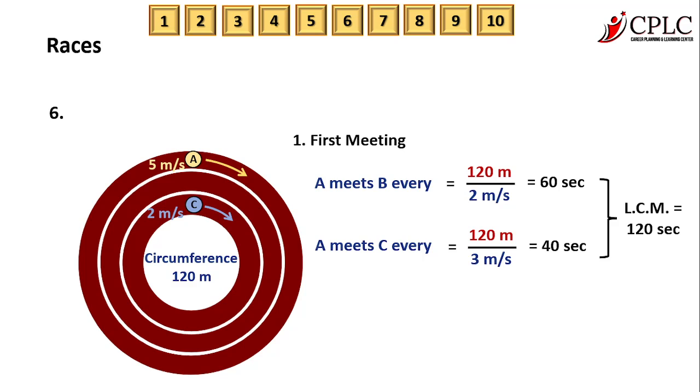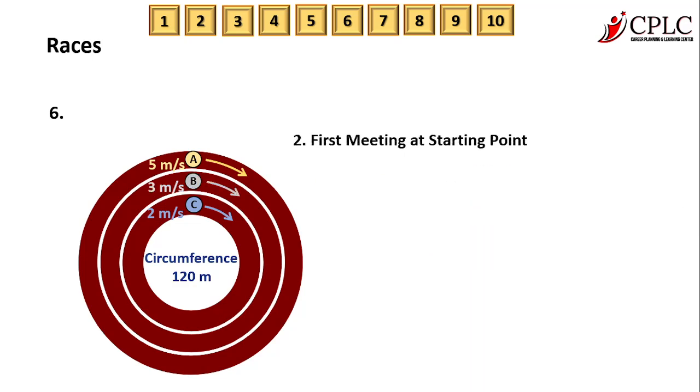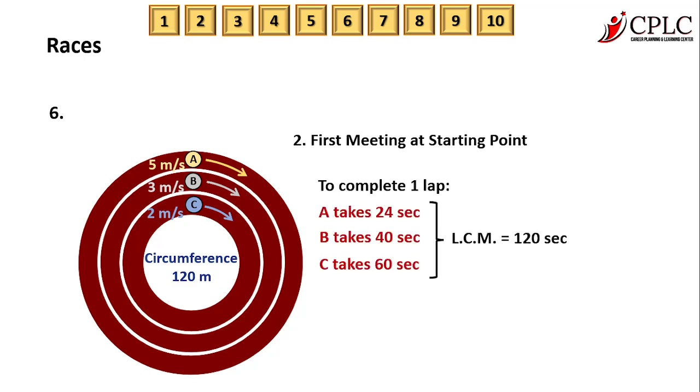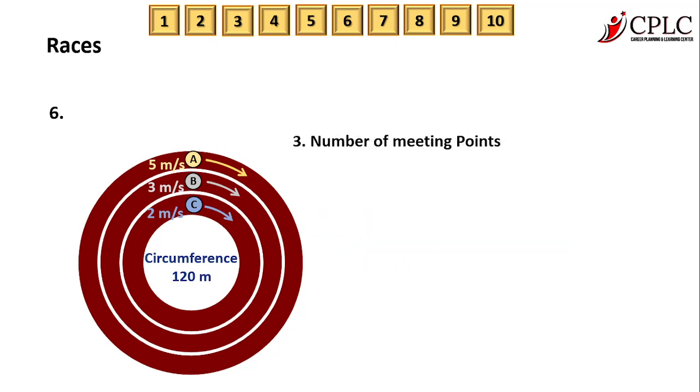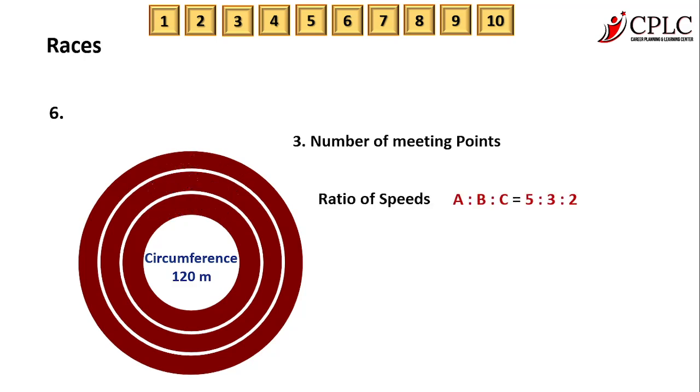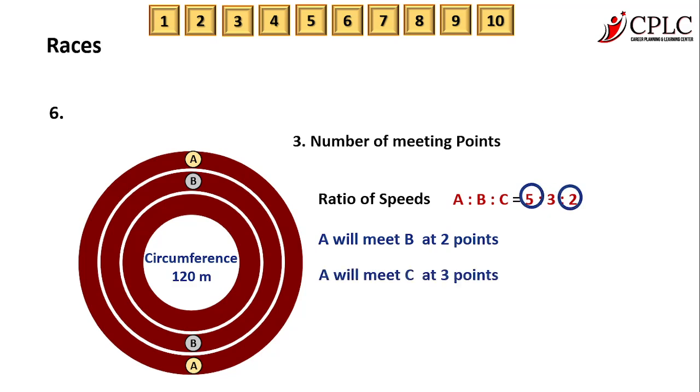Now, the next part is the first meeting at the starting point. For this, you need to understand at how many points they will keep meeting each other. If you remember, we talked about A and B. A and B are going to meet each other at 2 points only, one at 6 o'clock, one at 12 o'clock. A and C, for that matter, will meet at three different points because the difference of 5 and 2 is 3, and those three will be symmetric points.